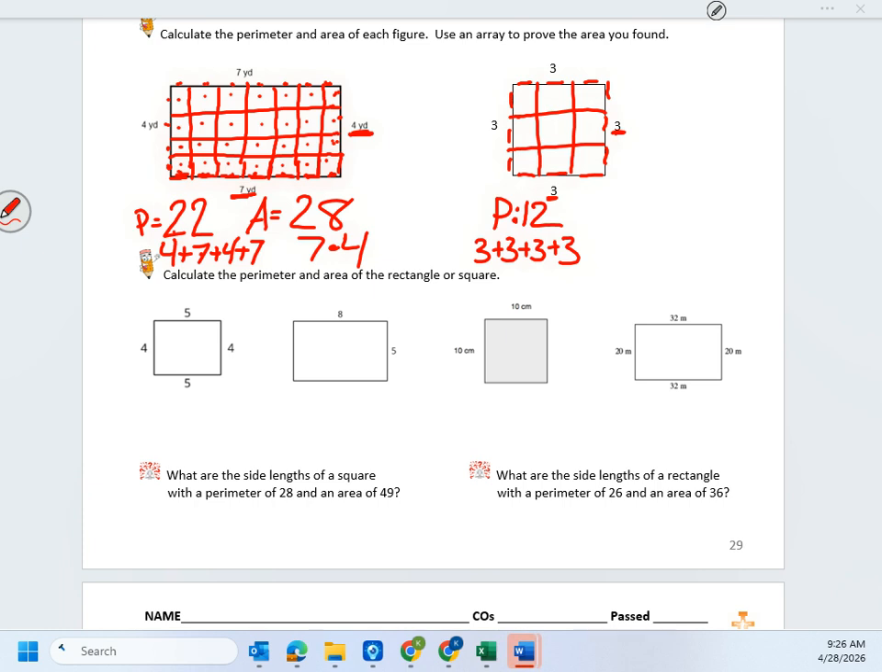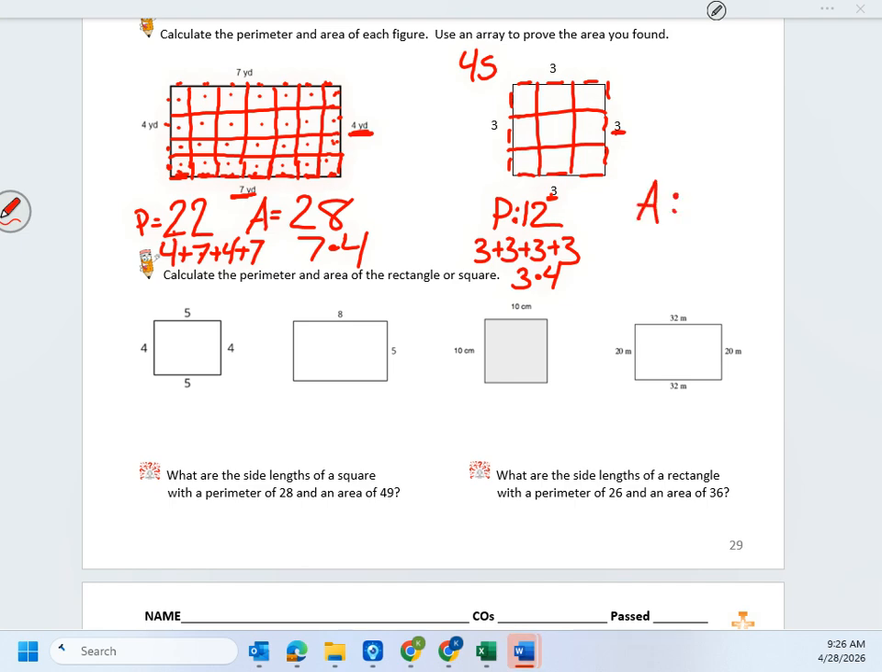Does anybody know how we can figure out that square because all the sides are congruent? I could also say 4 times the side. So that would be the side of 3, and there's 4 of them. That gets me the same perimeter because they're all the same. We can't do that with the rectangle because the length and the width are different sizes, but you can do that with a square.